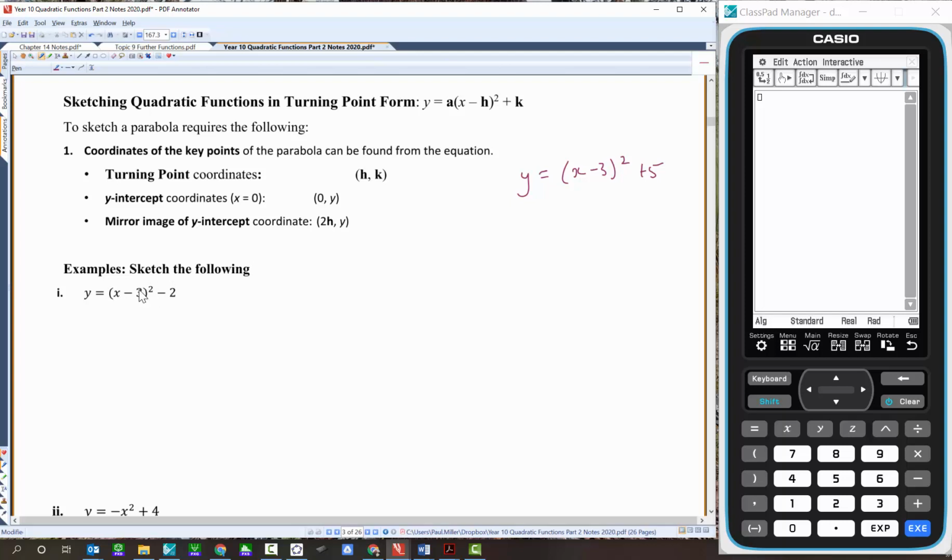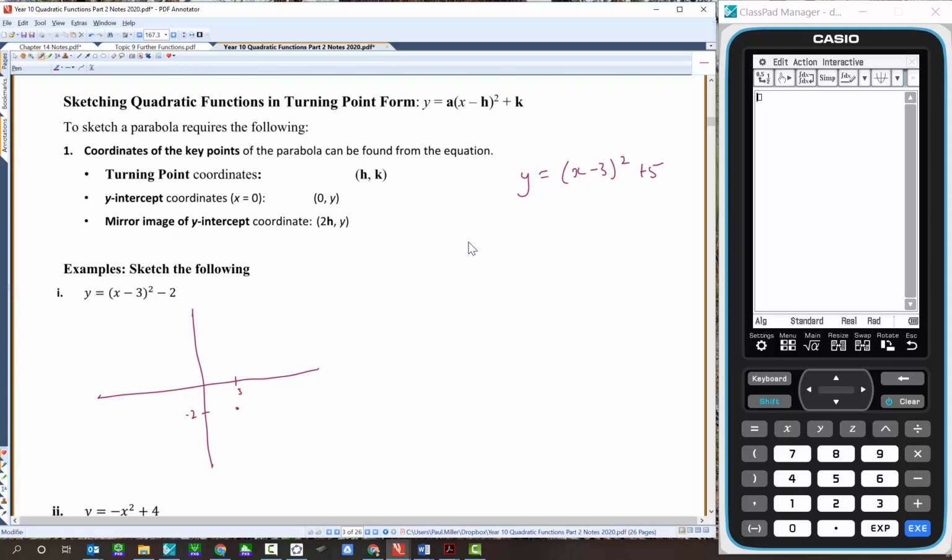So let's actually sketch up this one. Let's draw up our Cartesian plane, and again, I recommend you rule that up. And note that this parabola here moves 3 units to the right and 2 units down. So let's do that. We're going to go 3 to the right. So I'm going to put the 3 there, and 2 units down there. There's our turning point.